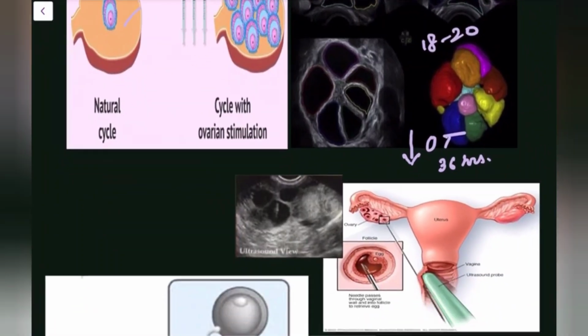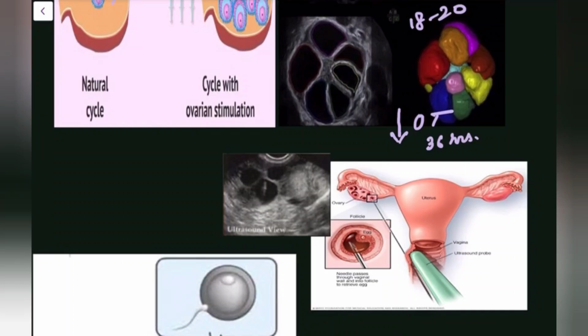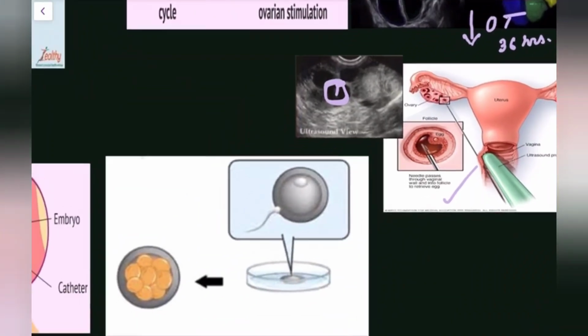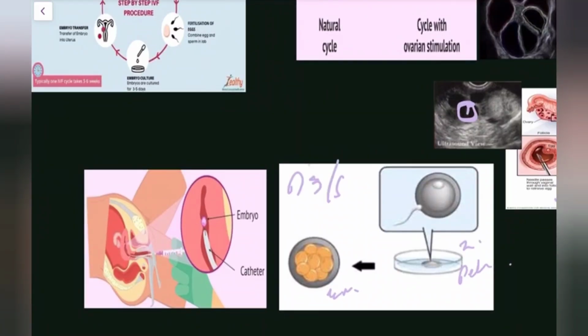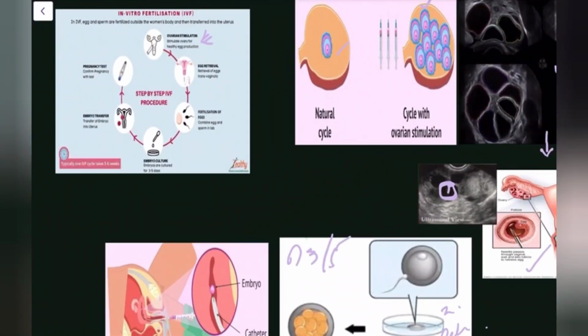So then we retrieve these follicles. With the help of a TVS probe, syringes and needles, we see the needle go through the follicle and retrieve it. Then we culture the egg and sperm, get the zygote in an artificial culture media in a petri dish, where we have the embryo. Then the embryologist checks whether this embryo is growing or not, and then we transfer this embryo on day 3 or day 5 via catheter into the uterine cavity. So this is the whole procedure of IVF: ovarian stimulation with injectables, then giving the trigger for ovulation, then retrieval of these eggs, then fertilization of eggs in the petri dish with culture of the embryo, and then finally embryo transfer.